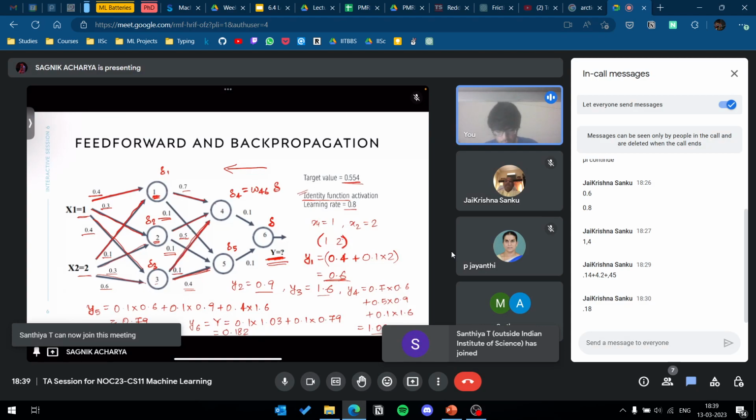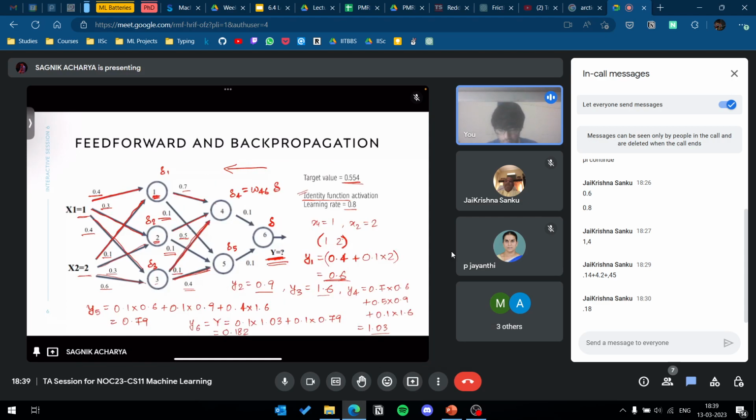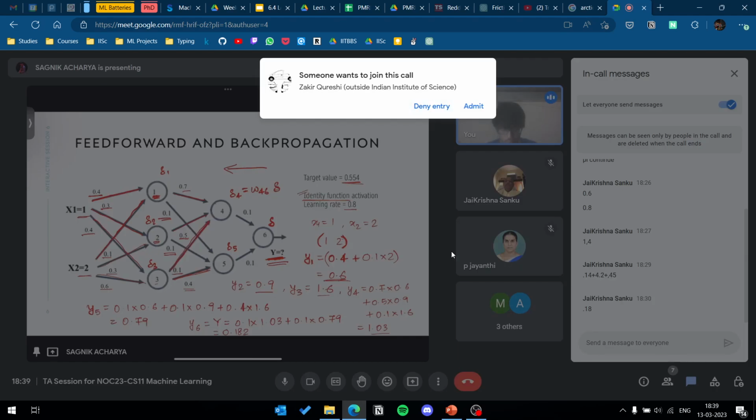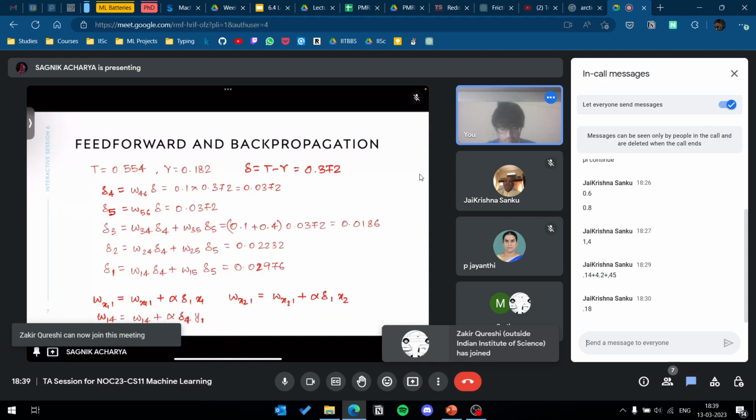So that is this problem. Does anyone have a doubt in this problem? You need to solve it the entire way. So you will get 1 2 3 4 5 6 7 8 9 10 11 12 13 14, 14 weight updations that you have to do. And all of them follow a similar formula, right? So do you have any doubts in this?